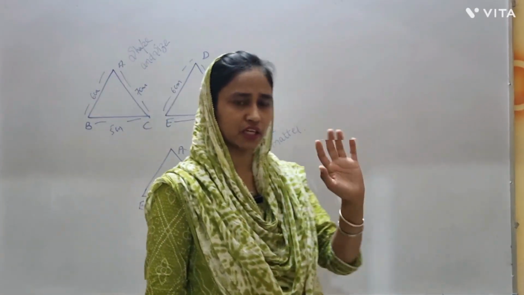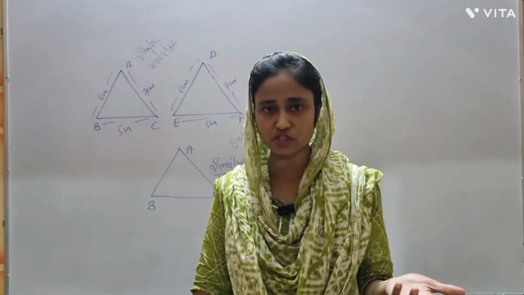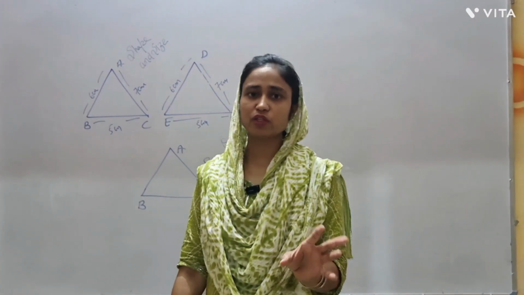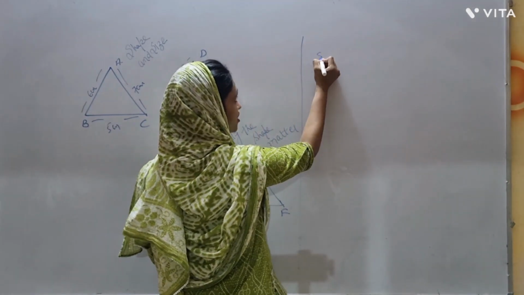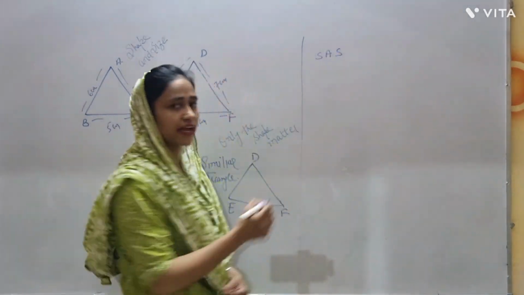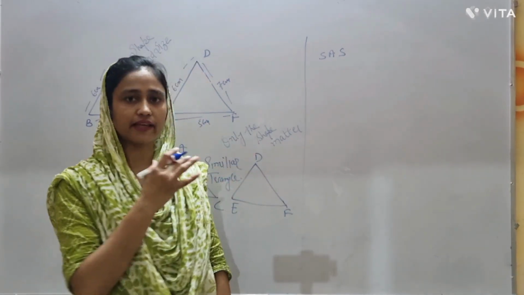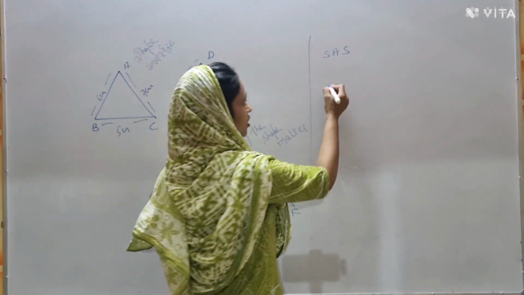There are some conditions related to congruency and similarity. So see the difference between those conditions. In the very first condition, the SAS condition, how will we use this SAS condition under congruency?